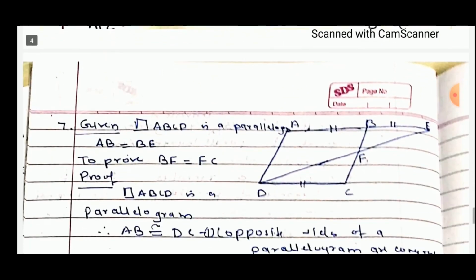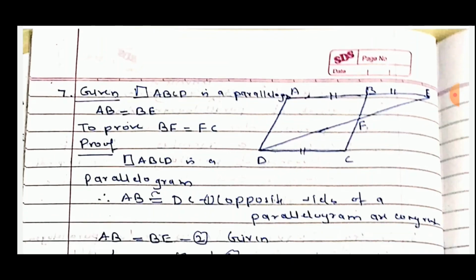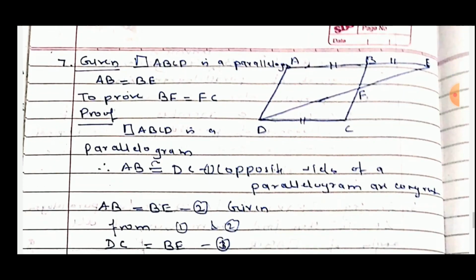Now 7th sum. Given quadrilateral ABCD is a parallelogram, AB equal to BE, to prove that BF is equal to CF. Quadrilateral ABCD is a parallelogram, so AB is congruent to CD. Opposite sides of the parallelogram are congruent. Now AB equal to BE, this is equation number 2, this is given. So from 1 and 2 we get DC equal to BE.